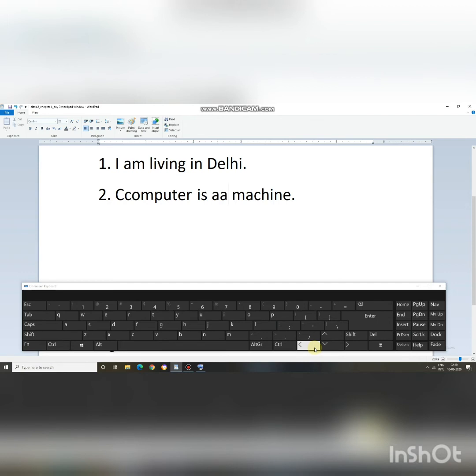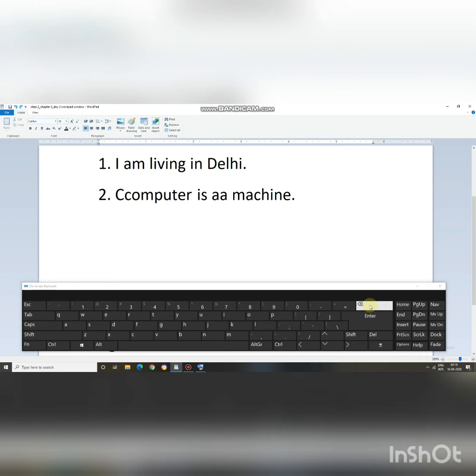Now can you see A? Now what is the spelling of A? A is single A. But by mistake I have typed two A's. So I'll erase it with the help of the backspace key. Yes, if you see, the backspace key erases from the left hand side.